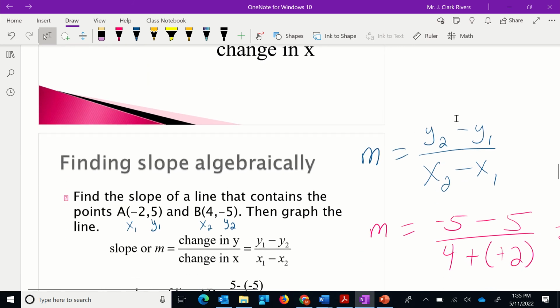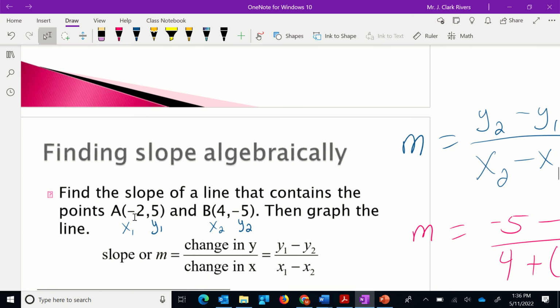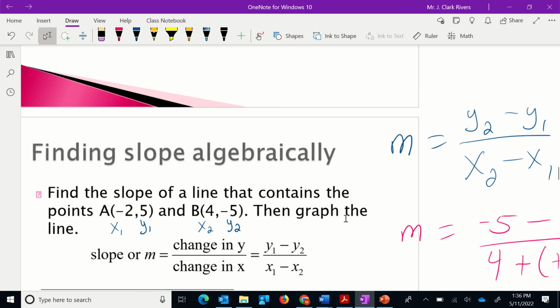Slope formula was y2 minus y1 over x2 minus x1. So here we had two ordered pairs. It didn't matter what you called x1, but whatever you called x1, it had to be paired with y1. And then the other ordered pair would have to be x2 and y2. So whenever you have a set of ordered pairs, identify one x as x1, it's paired with y1, and then the other x and y are x2 and y2.